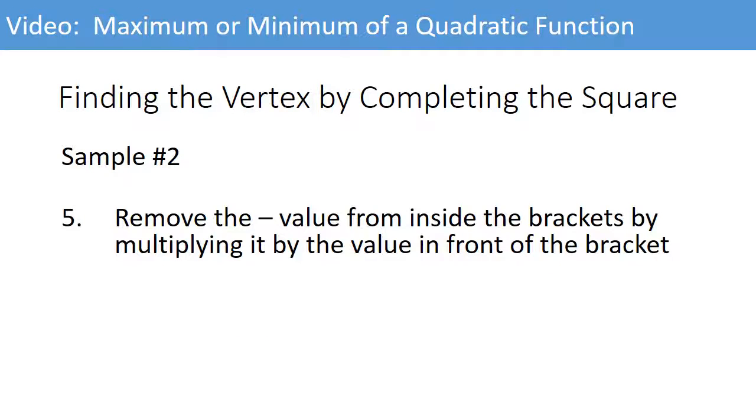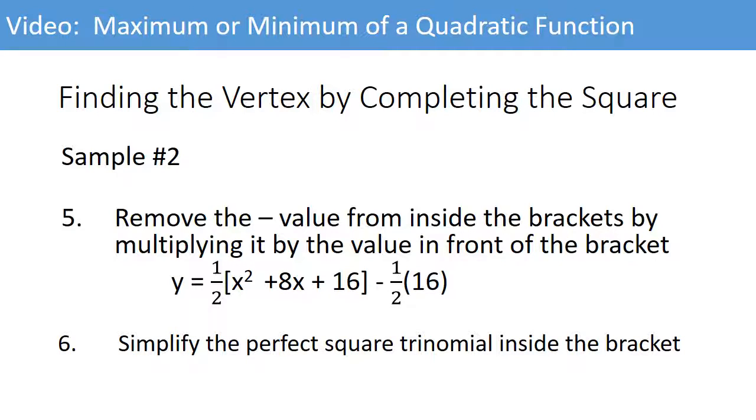Now, remove the negative value from inside the brackets by multiplying it by the value in front of the bracket. So we're going to remove negative 16, remembering to multiply it by 1/2. So we will get 1/2 [x squared plus 8x plus 16] minus 1/2 times 16. Now we're going to simplify the perfect square trinomial inside the bracket. 1/2 (x plus 4) squared minus 1/2 times 16.